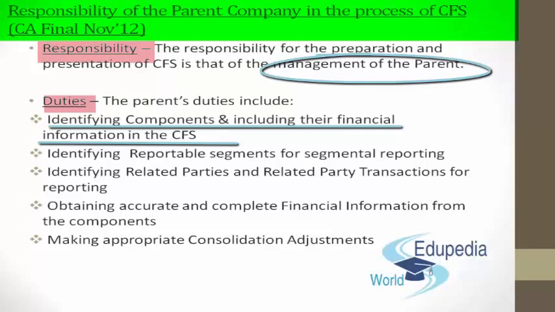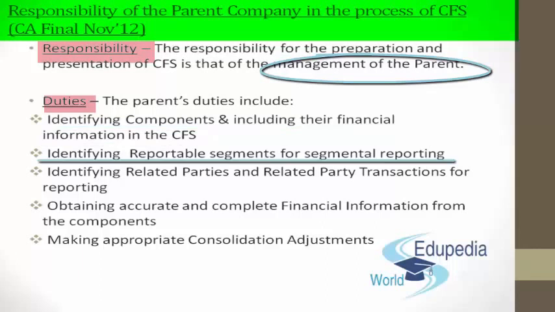Okay, and then only that can be summed up with the total of consolidated financial statements. So you need to identify the components. Okay, these are my subsidiaries or these are my branches, and I need to include their financial information into the CFS. So you need to first of all identify all your components and include their financial information into the CFS. Number two, that will be identifying the reportable segments for segmental reporting.